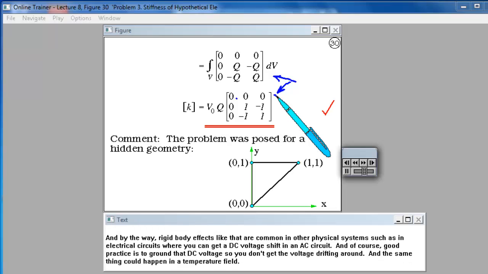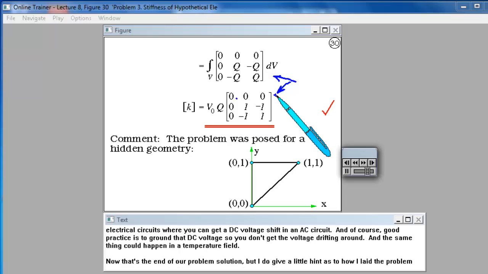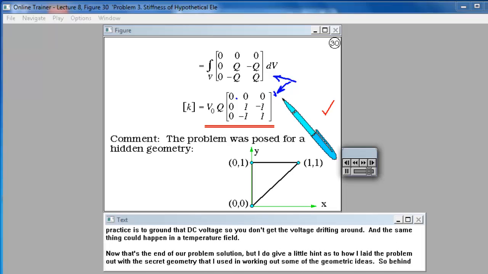And by the way, rigid body effects like that are common in other physical systems, such as in electrical circuits, where you can get a DC voltage shift in an AC circuit. And of course, good practice is to ground that DC voltage so that you don't get the voltage drifting around. And the same thing could happen in a temperature field.